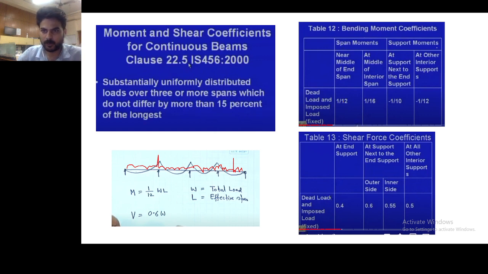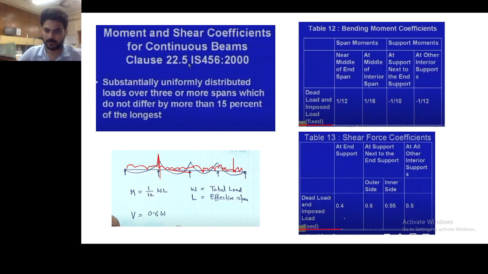Okay, so to use that, different coefficients are there for span moments and support moments. For the span moment near the middle of the end span, it is 1 by 10. At the middle of the interior span, it is 1 by 16. At the support next to the end support, it is minus 1 by 10. At the other interior support, it is minus 1 by 12.